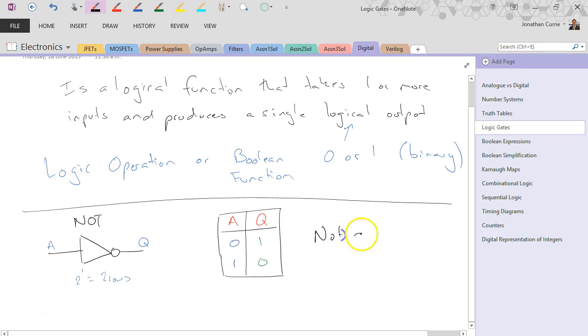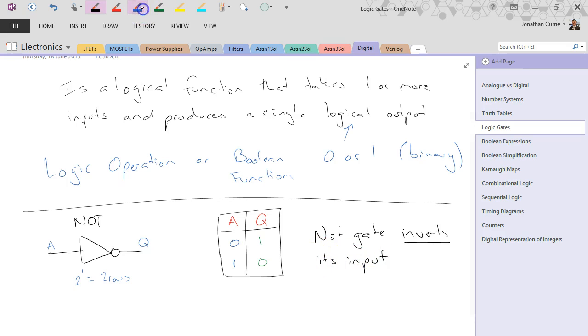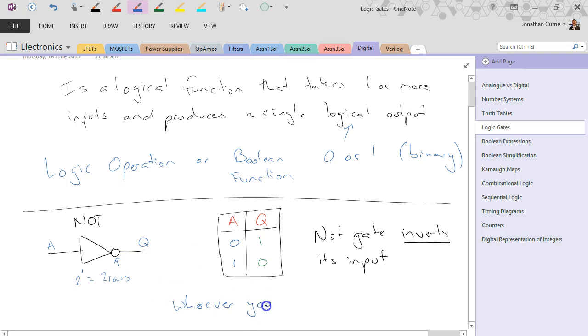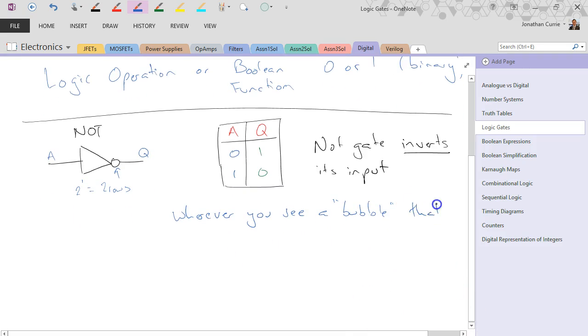A NOT gate inverts its input. And the easiest way to remember that is this little bubble. Wherever you see a bubble, as it's known, that is a NOT / invert operation.